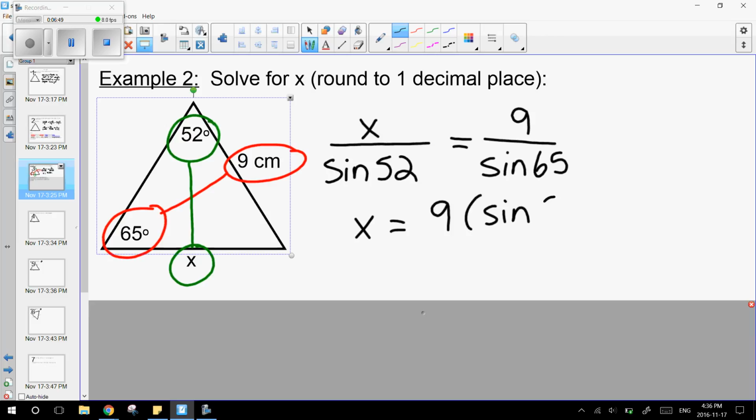So what happens when we multiply that to the other side is it just gets multiplied to the top of that fraction, so that we get 9 times sine 52 all divided by sine 65. With this, I have a quick note.